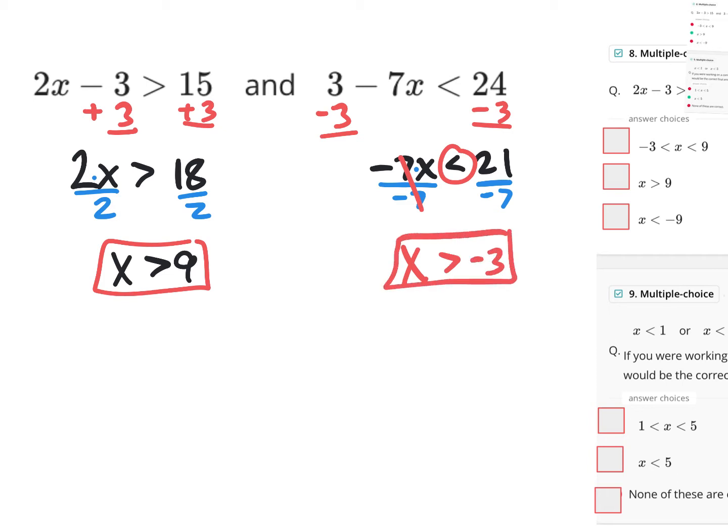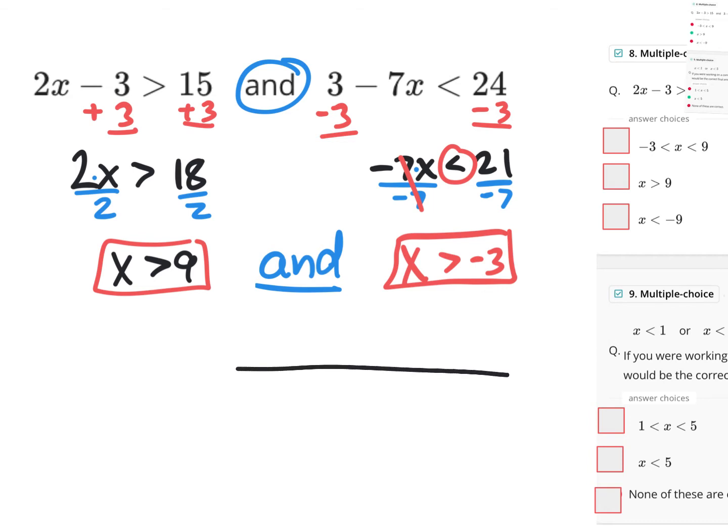Okay? So keep in mind the word "and" is between these two answers. So the word "and" implies that they want the overlap piece. Okay? If it exists. If it doesn't exist, you might type in no solution. So in this case, let's go to a number line. Put the smaller number, in this case the negative number, on the left side, the bigger number, the positive 9, on the right side. Now let's graph this thing.